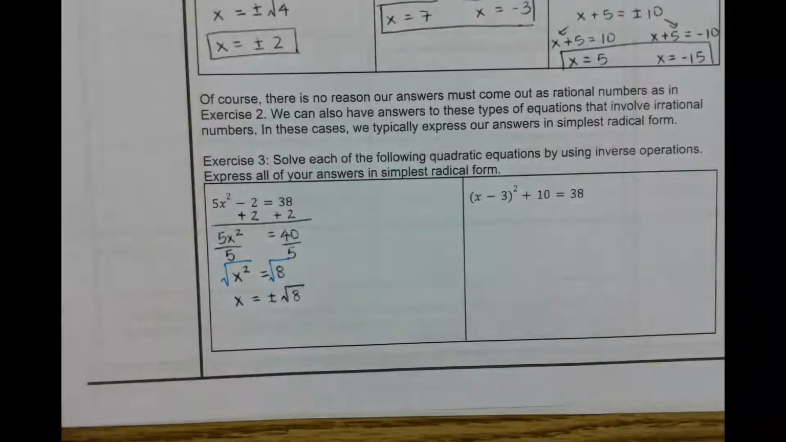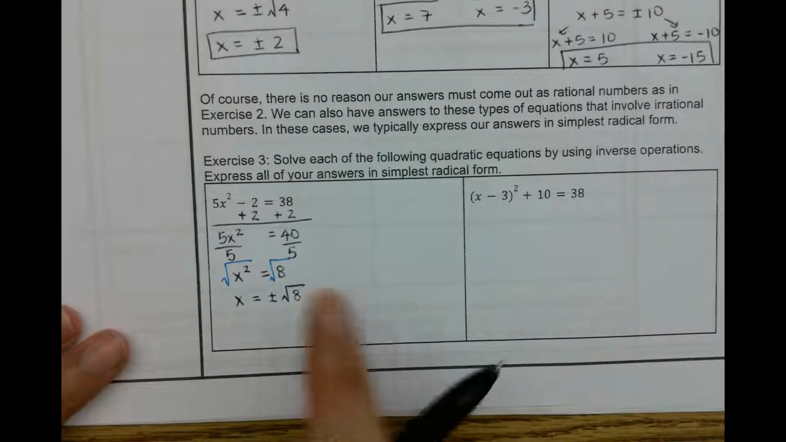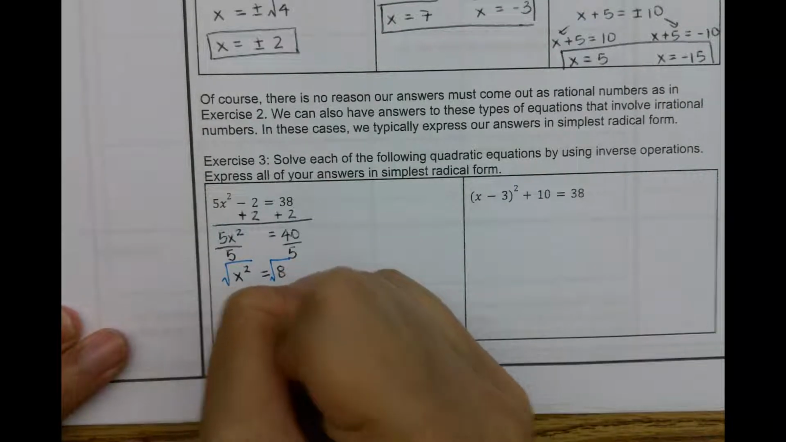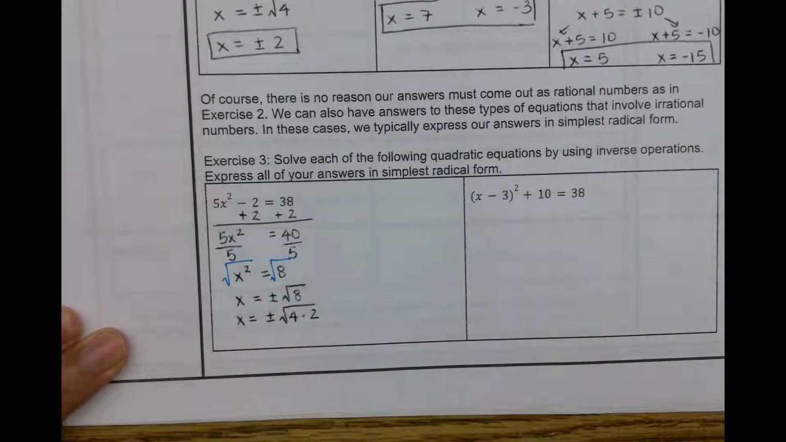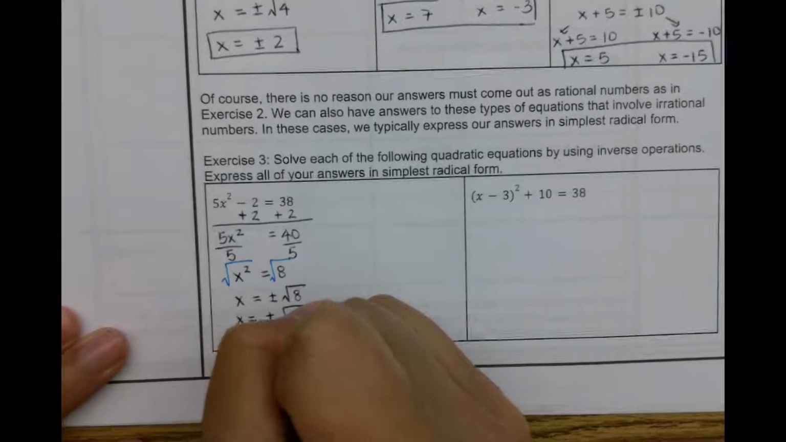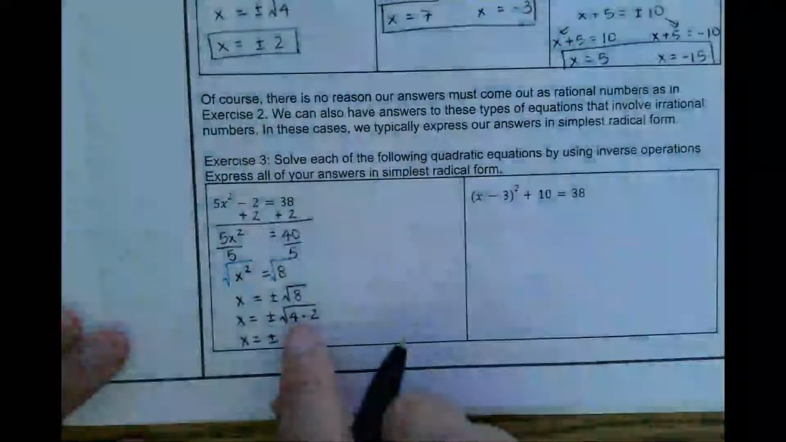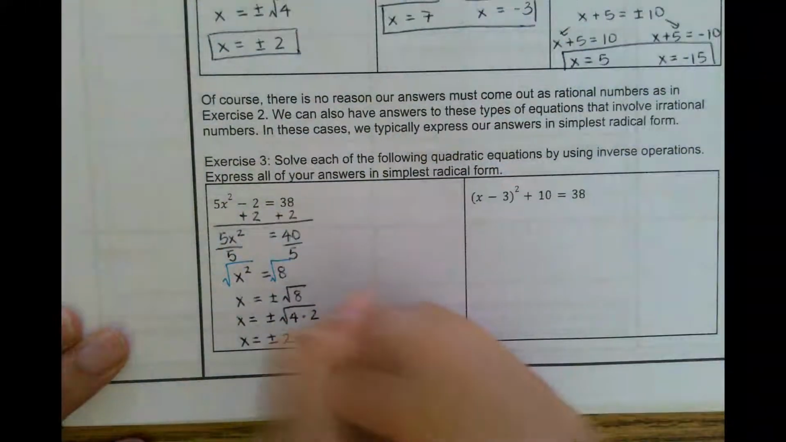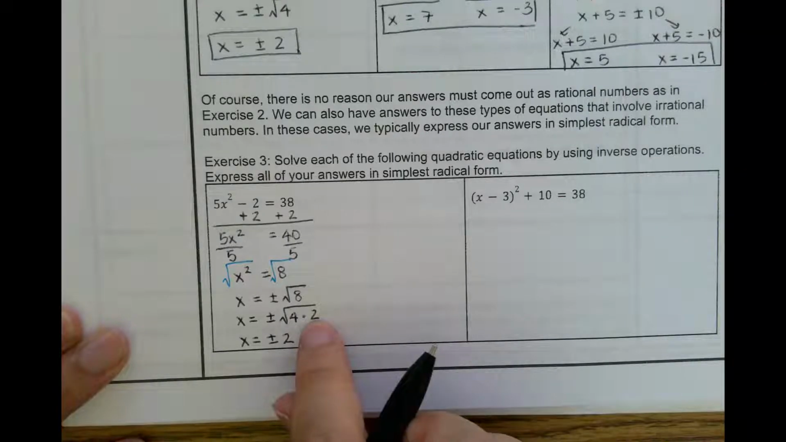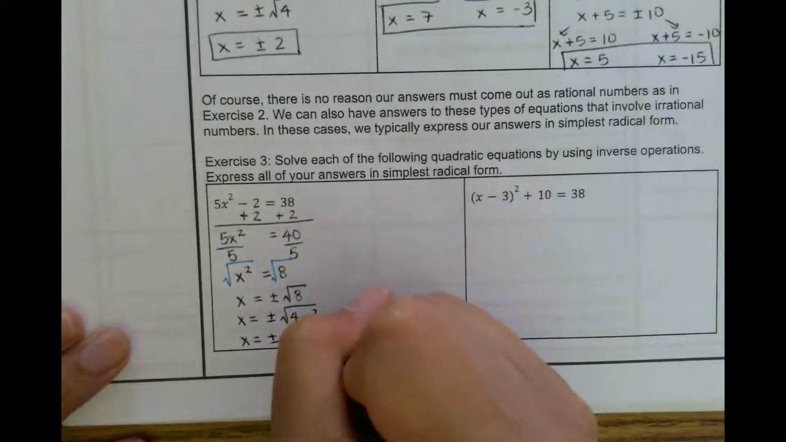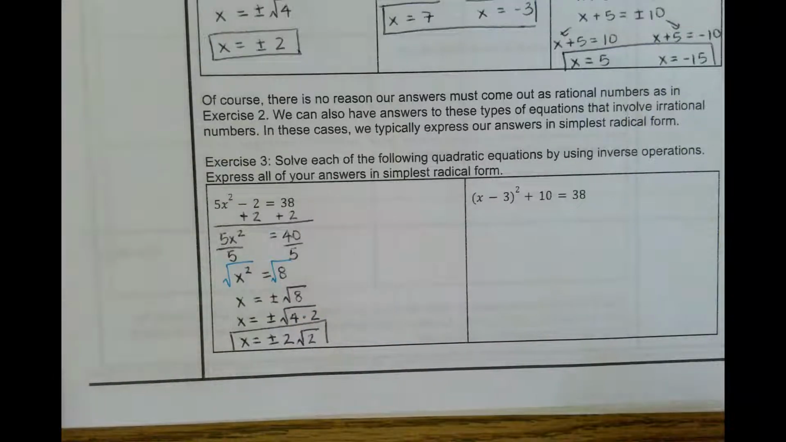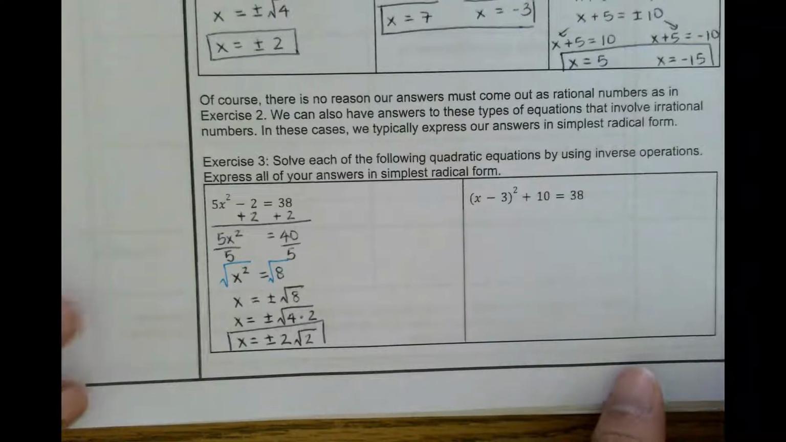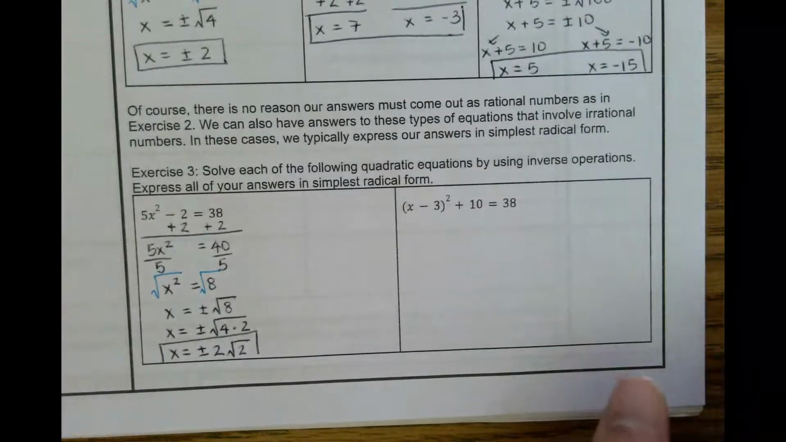Okay. 8, our perfect square that goes into 8 is 4. It is 4 times 2. This square root of 4 is 2, so that goes on the outside. And then this 2 has no perfect square in it, so it stays inside. So here x equals plus or minus 2 square root of 2. Okay. We're going to do this last one here, and then that's it.